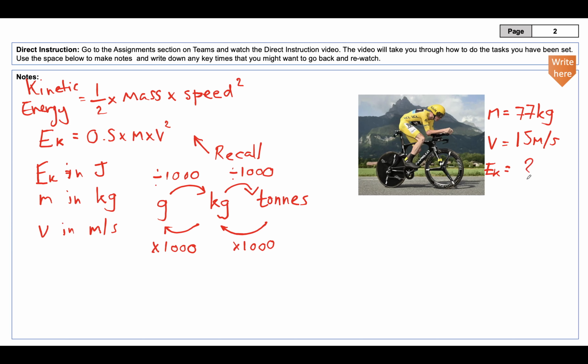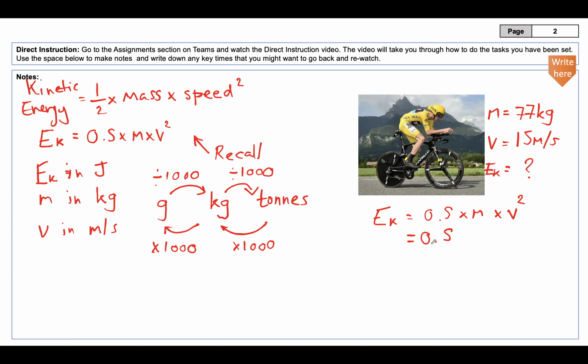So I don't know what the kinetic energy is yet. That's what I'm going to calculate. So I'm using just a question mark to denote that. We'll go underneath, and the first thing we always have to do is write the equation that we're going to use. So a half times mass times speed, velocity squared. So that's my equation. That might get me 1 mark because we do have to recall it.